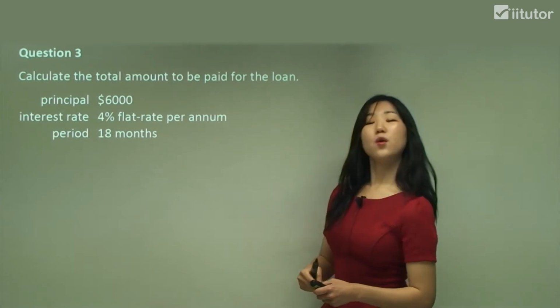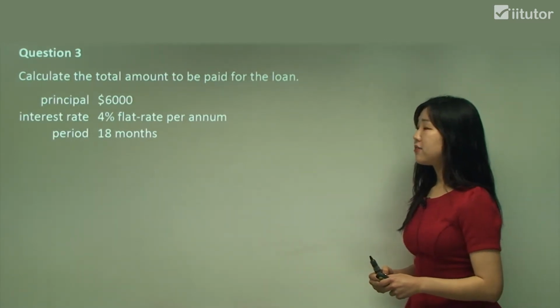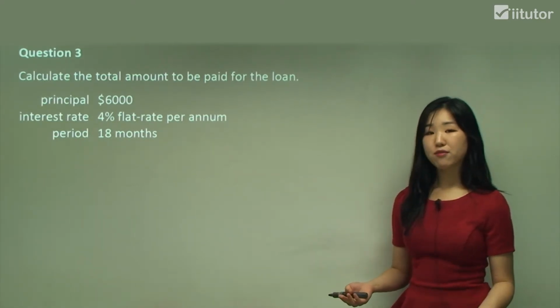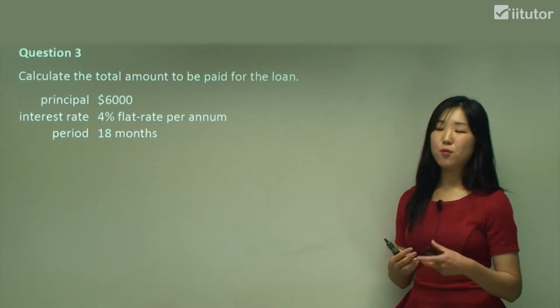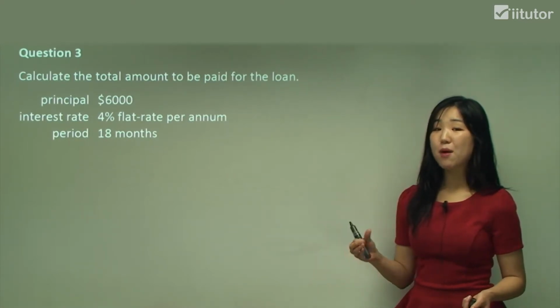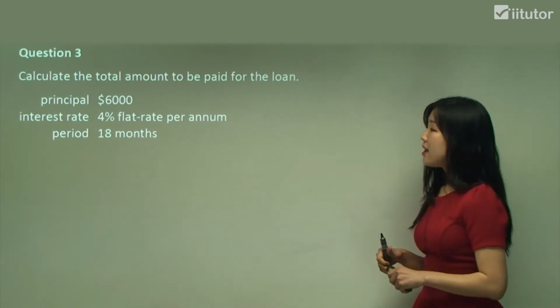Question 3, calculate the total amount to be paid for the loan. So principal, interest rate, period they give us. So first we have to find our interest, don't we? That's always what we do if we want to calculate how much we have to pay back. We have to know how much extra they are going to be charging us for lending us money. Now have a look, guys.